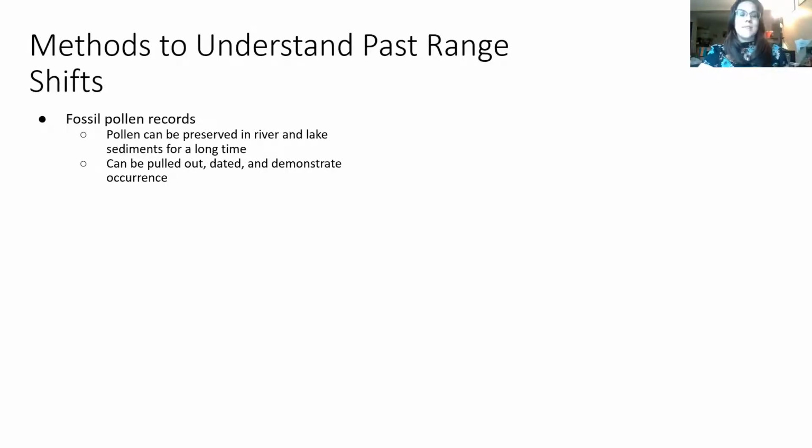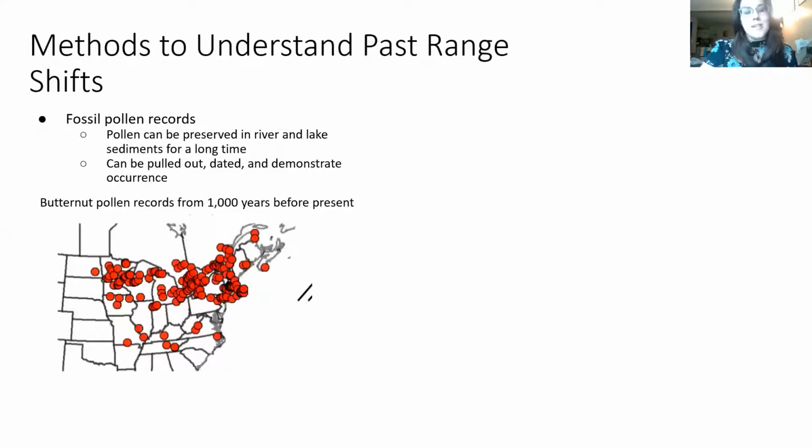Pollen can be preserved in rivers and lakes and sediments for a long time. And then when you pull them out, you can date them depending on what sediment layer they were in. And this can help to determine butternut or any species occurrence. So you can see down here, this is butternut records from about 1,000 years ago.